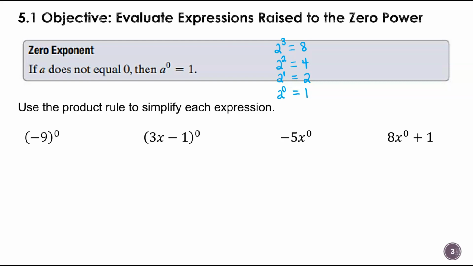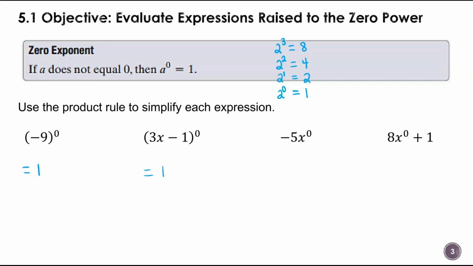So now this is just showing you kind of how we get to a 0 exponent. You really just have to understand and know this. You could put this on your calculator, you know, like -9 to the 0 power, and get an answer. That would work. But when you're working with variables, you can't really do that. Okay, so -9 to the 0 power would simply be 1. This 3x minus 1, notice it's in parentheses to the 0 power, so that's also 1.